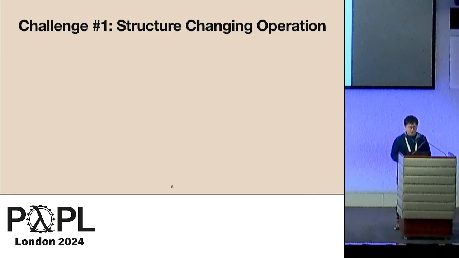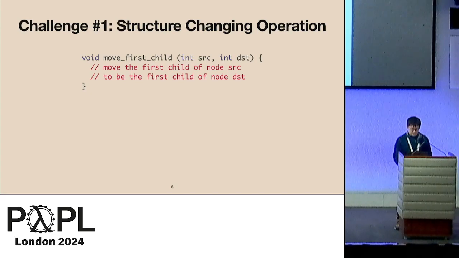Although the representation predicate defined in the last slide is useful in some cases, it cannot facilitate the reasoning about programs that change the structure of the tree, and we refer to those programs as the structure changing operations. One example is this move first child function, which moves the first child of some node SRC to be the first child of some other node DST. This is easy to implement, so I omitted the concrete code. But one noteworthy thing here is that the modification of the tree structure is reflected on the content of the array. So the program is realized by modifying the fields of some specific elements of the array.